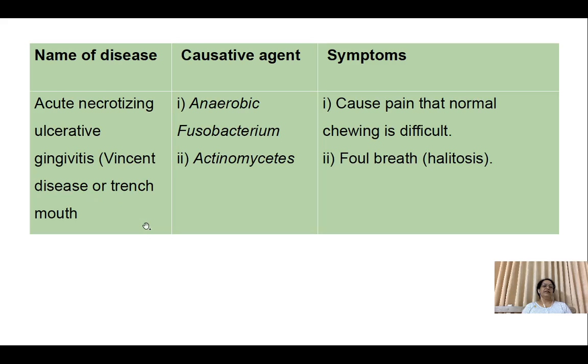Next disease is acute necrotizing ulcerative gingivitis. Another name given to this is Vincent's disease or trench mouth. There is a growth of various species of actinomycetes as well as anaerobic fusobacteria, and this leads to Vincent's disease, where there is pain because of which normal chewing becomes very difficult. Also, one major symptom during this infection is halitosis, that is foul breath or bad breath.